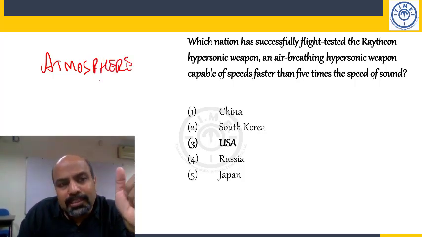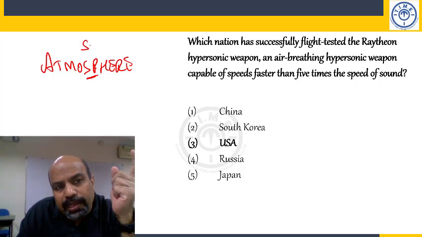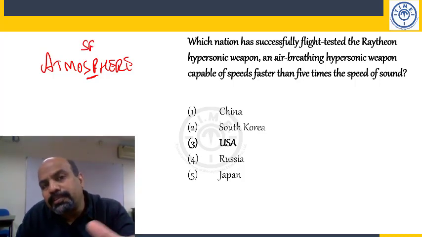I had told you in the past that SP is pronounced with an SF when you pronounce it sphere, not spear. What is it? Sphere, atmosphere. Okay.